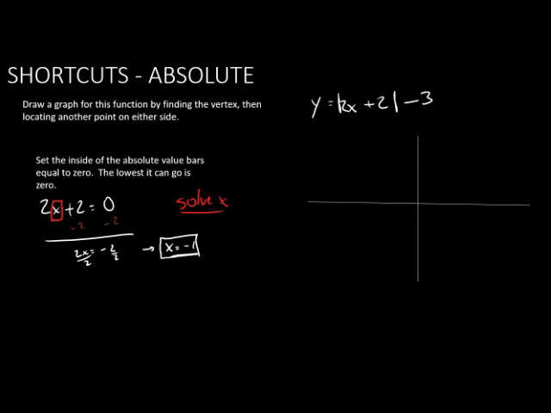Now, it turns out we don't have to calculate the y value at this vertex because it's already in the equation here at the end. The part outside of the bars is going to denote the y value at the vertex. Therefore, when x is equal to negative 1, y will equal negative 3. Therefore, our first point will be negative 1, negative 3. Let's place that on the graph now. From the origin, go left by 1, down by 3.